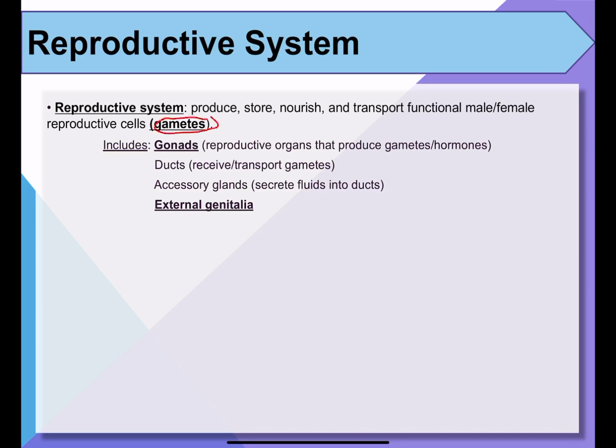Now, the organs that make up the reproductive system, either for production of the gametes itself or to assist in the maturation process of the gametes itself, include a couple things. You have gonads, which are the reproductive organs that produce gametes and hormones for the reproductive system to work properly. And you have ducts for receiving and transporting the gametes to their proper places. And you have accessory glands that will secrete fluids into ducts to either assist in movement of the gametes or for the maturation process of the gametes. And of course, you will need external genitalia for excretion of those gamete cells.